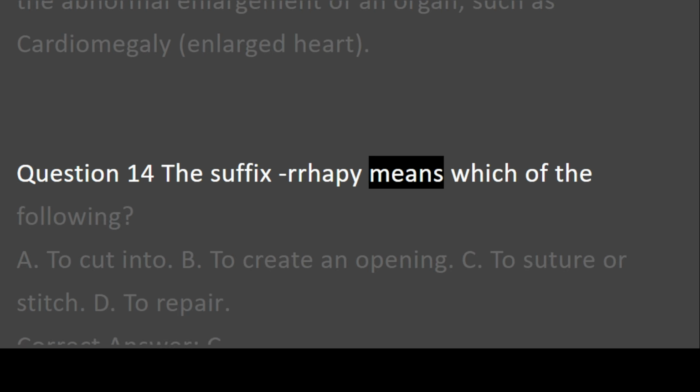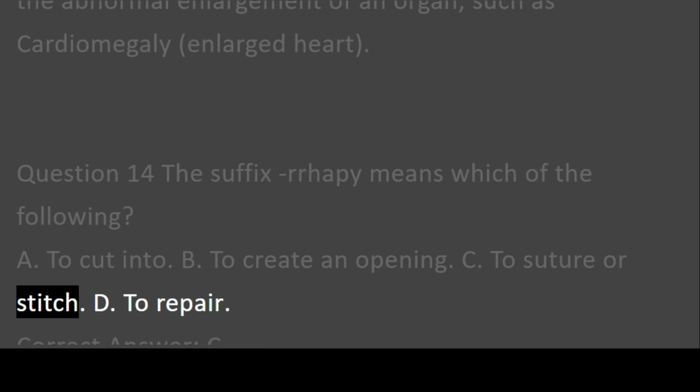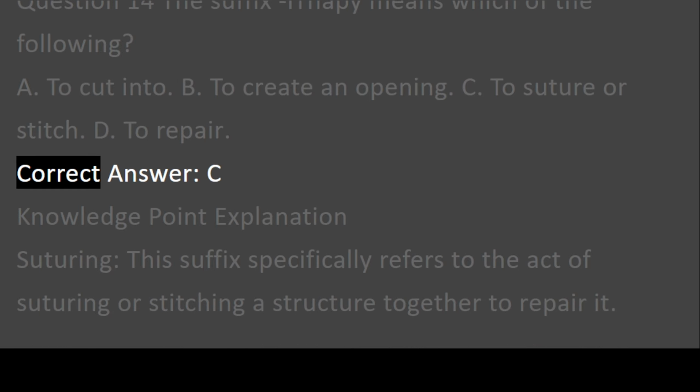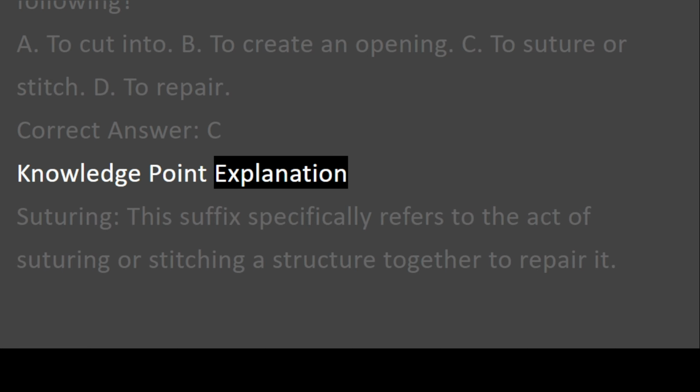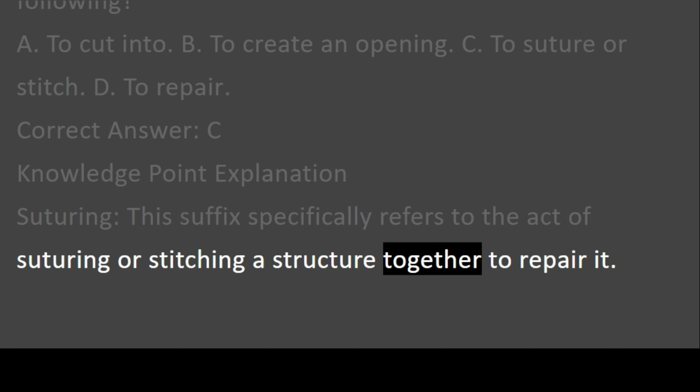Question 14. The suffix rhaphy means which of the following? A. To cut into. B. To create an opening. C. To suture or stitch. D. To repair. Correct answer, C. Knowledge point explanation. Suturing. This suffix specifically refers to the act of suturing or stitching a structure together to repair it.